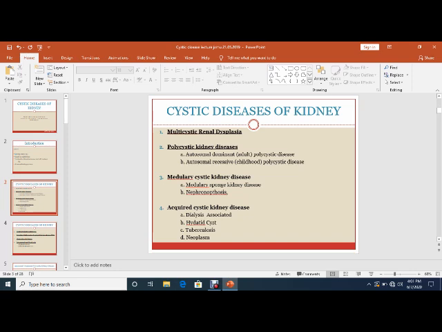So coming to the cystic disease of the kidney, there are various cystic diseases of the kidney: multicystic renal dysplasia, that is due to malformation and associated with the cystic disease, in which enlargement of the kidney occurs. Polycystic kidney disease is very important because poly means more than two or three cysts, in unilateral or bilateral kidneys. There are two types of polycystic kidney disease: autosomal dominant polycystic disease, that is called ADPKD, which occurs in the adult life, and autosomal recessive polycystic disease, which usually occurs in childhood or in the infant.